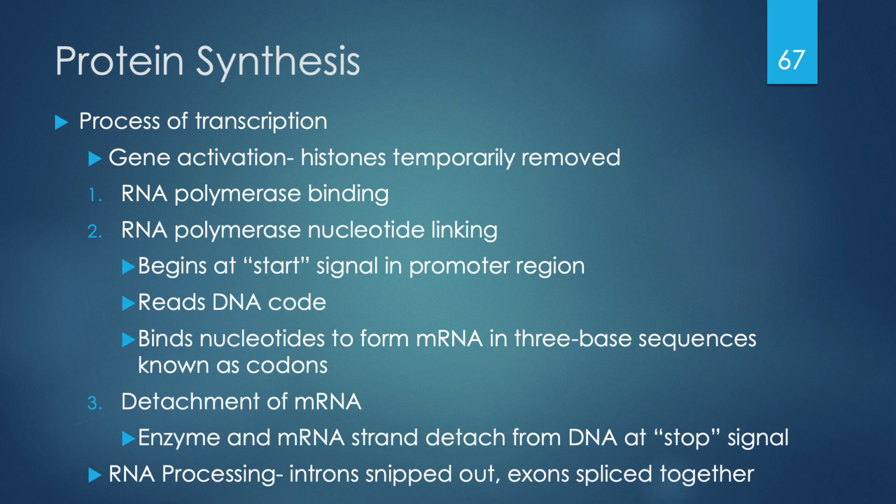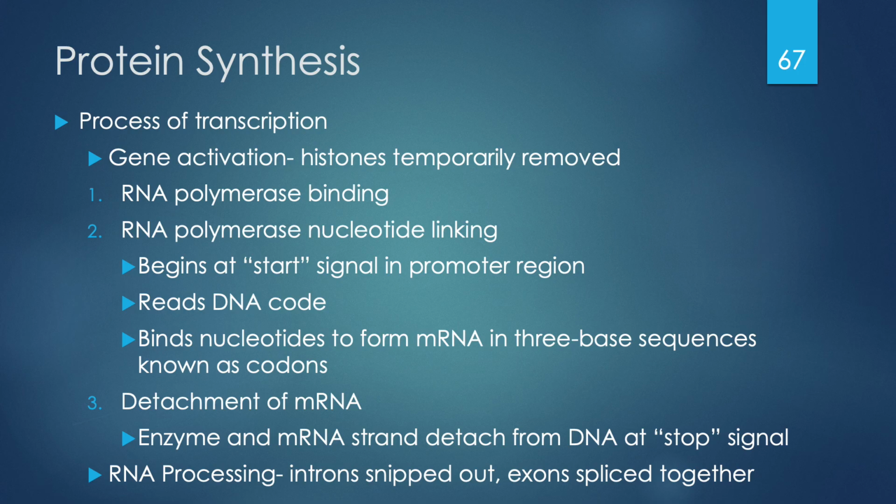The second step is when RNA polymerase links nucleotides. What will happen is this is like a zipper formation. It starts at a start signal in a promoter region, and as it goes down the strand, it's going to read the DNA code. After that, it's going to bind nucleotides together to form messenger RNA in a 3-base sequence known as a codon. The third step is when mRNA detaches.